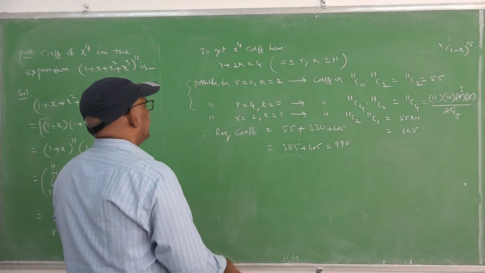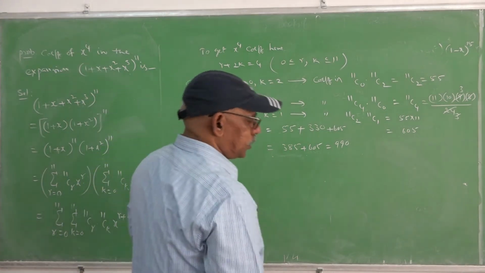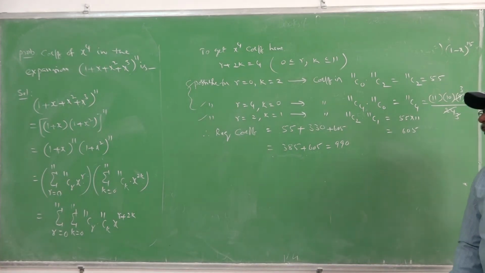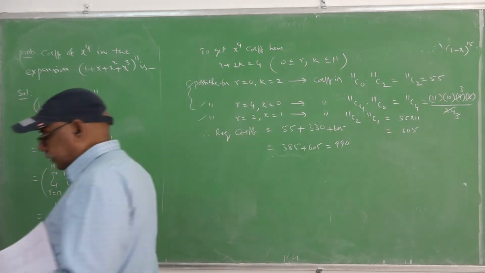So you have to observe all the possibilities. You have to observe all the possibilities so that r plus 2k takes the value 4 here. This is the procedure of finding the required coefficient in the expansion.